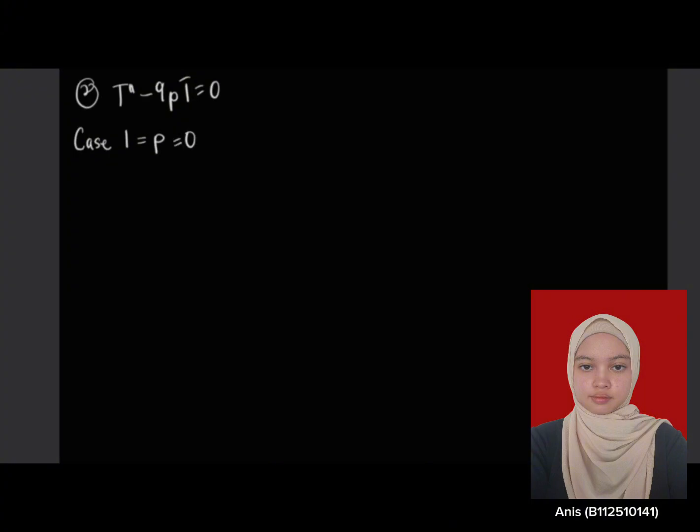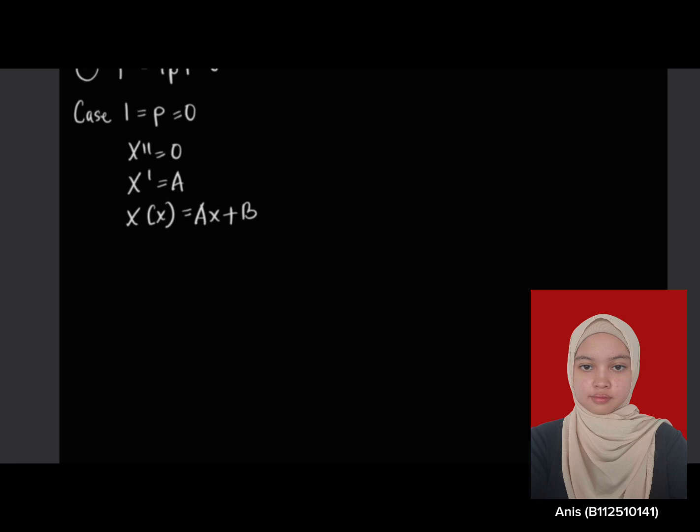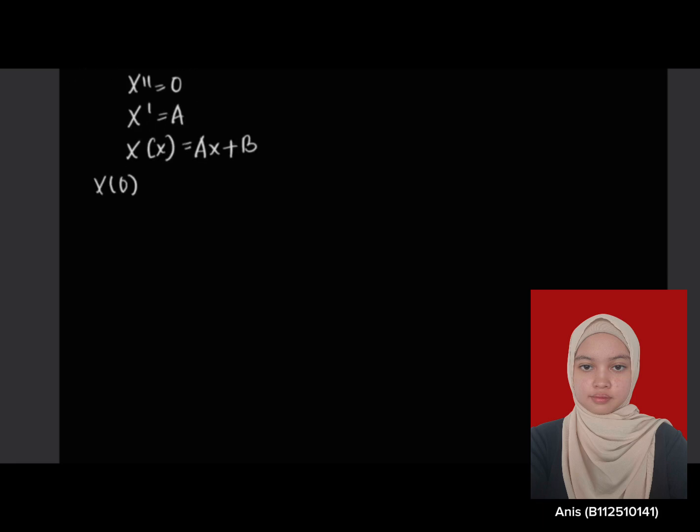Putting p equals 0 into equation 1, we get X double prime equals 0, so X prime equals a and X equals ax plus b. Now we have conditions to solve. We have X(0) equals 0, so X(0) equals a times 0 plus b. Since X(0) is 0, we have b equals 0.